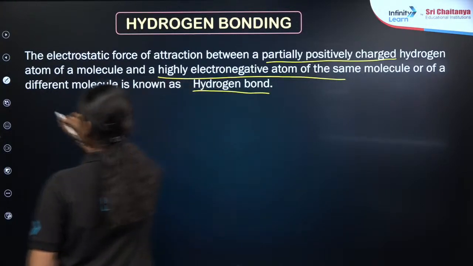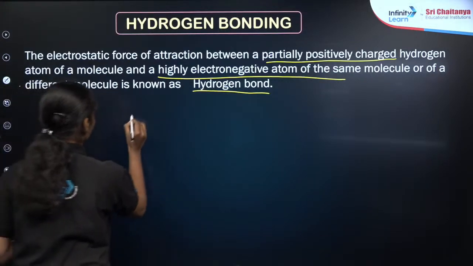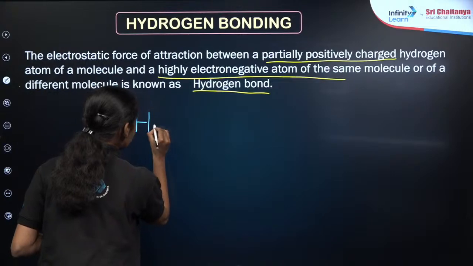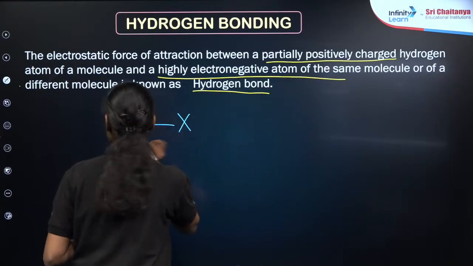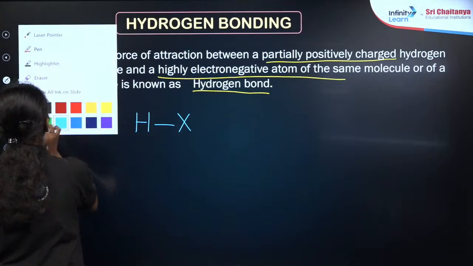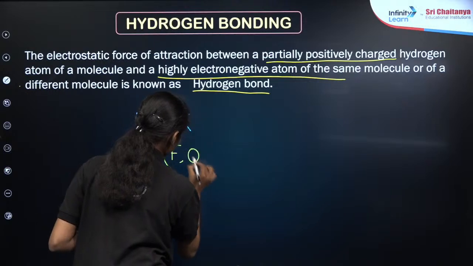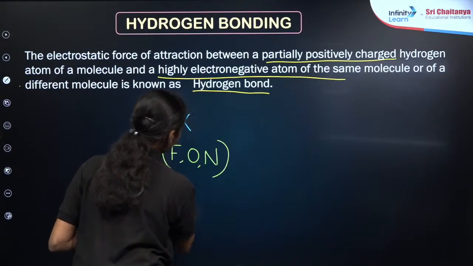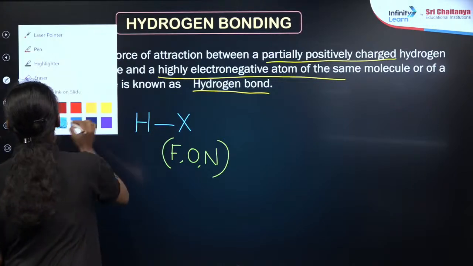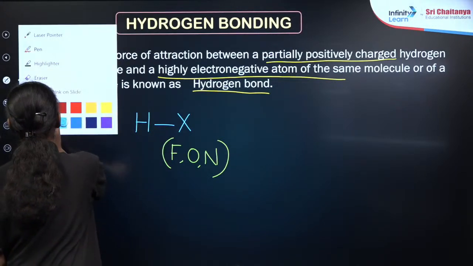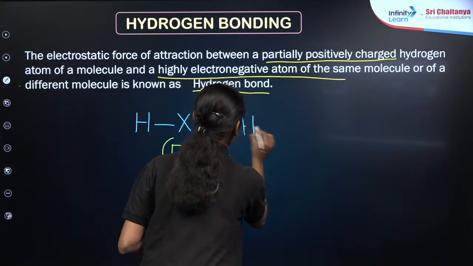For example, if I am taking any of the bond like this, this will be our hydrogen and it is covalently bonded to any of the electronegative atom, let's say X. So I can say that these electronegative elements such as fluorine, oxygen and nitrogen, right? This hydrogen is bonded to a highly electronegative atom. So if I am taking one more molecule just like this, here, I am taking one more molecule of HX.